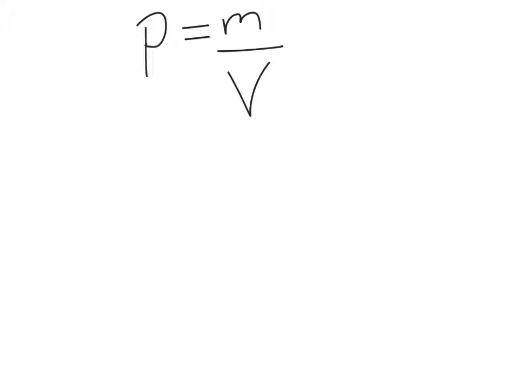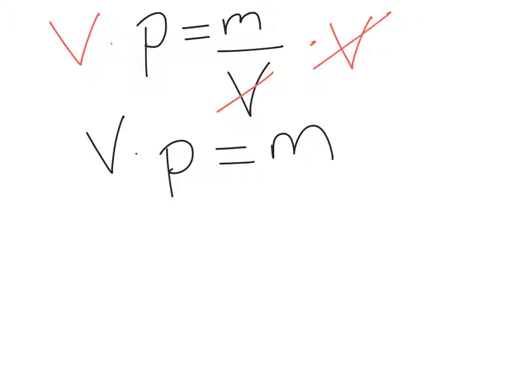So what I'm going to do to get volume by itself is I'm going to multiply by V on both sides of my equation. What that's going to do is cancel out my variable for volume on the right-hand side of my equation, and we'll move that variable V over to the left-hand side. So I'm going to rewrite my equation now. Volume times density is equal to mass.